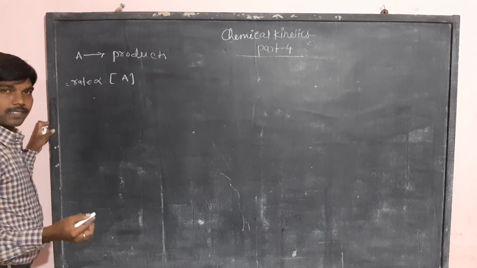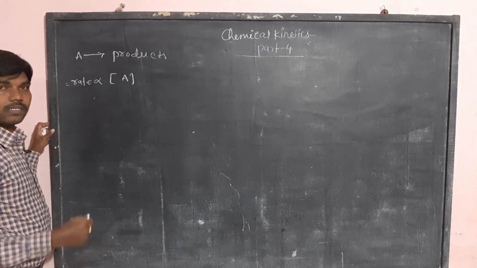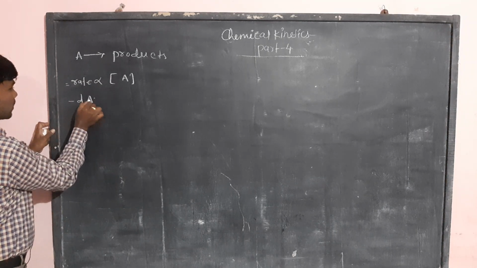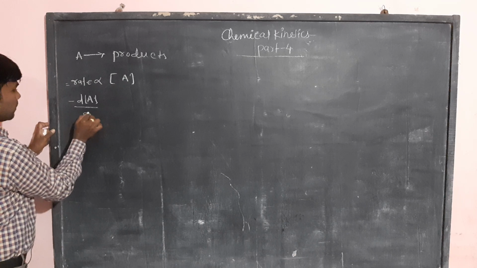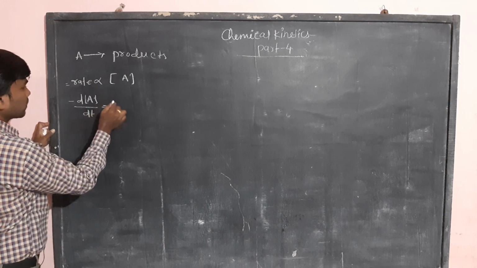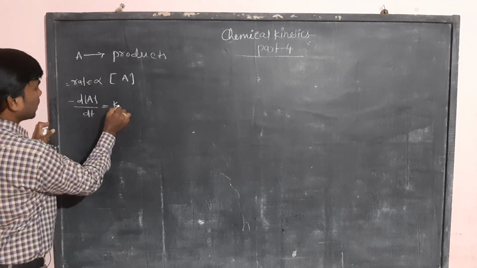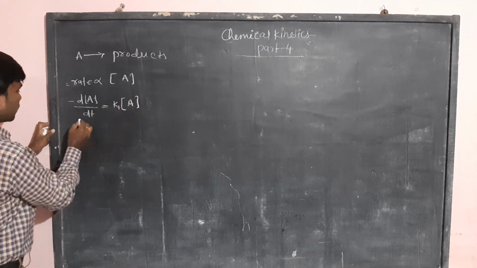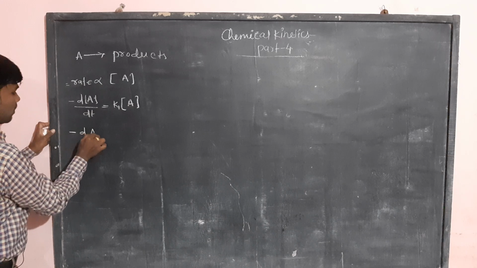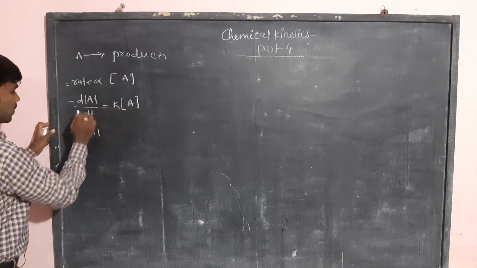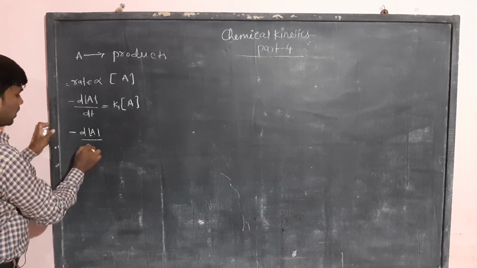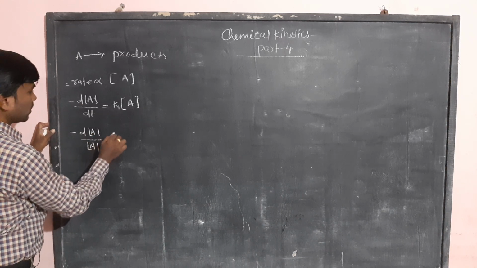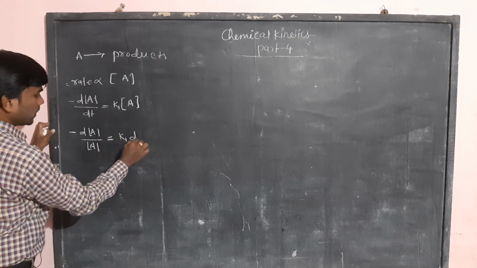So we know that rate is nothing but change in concentration of the reactant with respect to time. So instead of rate I am taking change in concentration of A with respect to time, dA by dt is equal to K1, the rate constant, into concentration of A, right? Then after separation of variables, the A term should come near dA. So dA upon A is equal to K1 into dt.